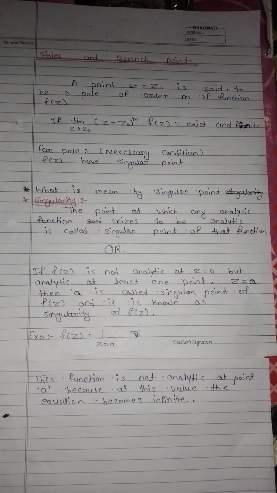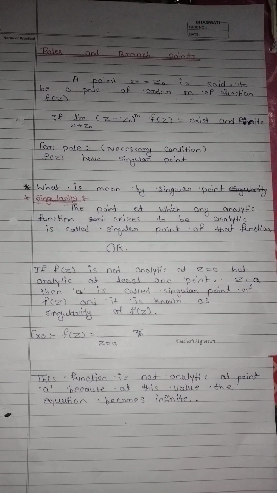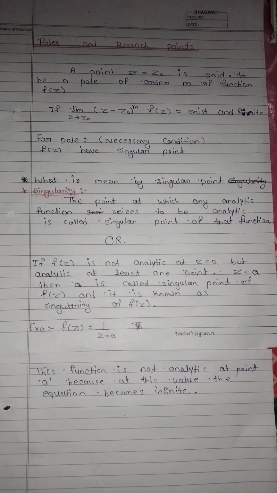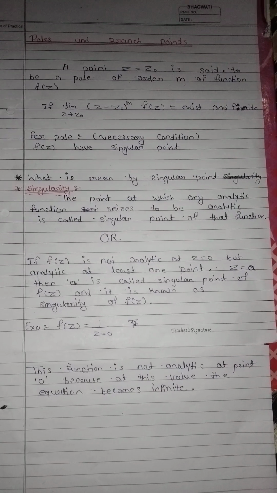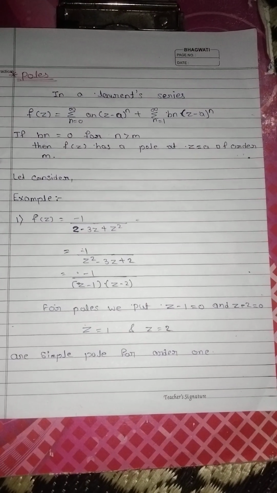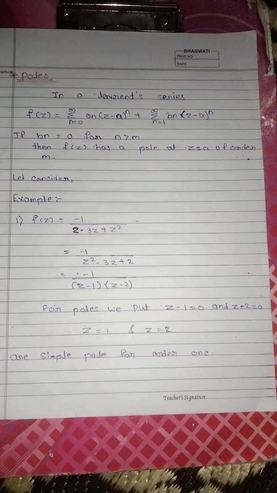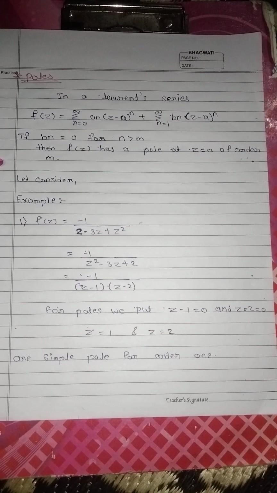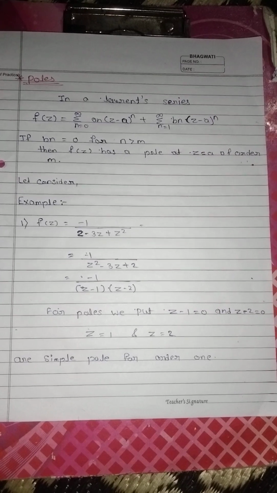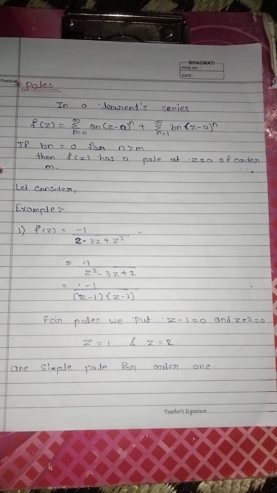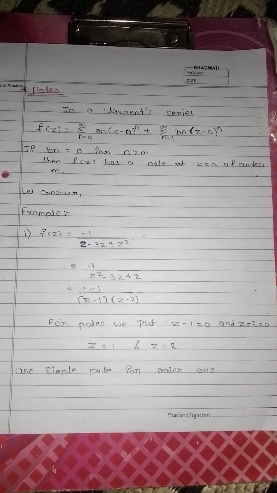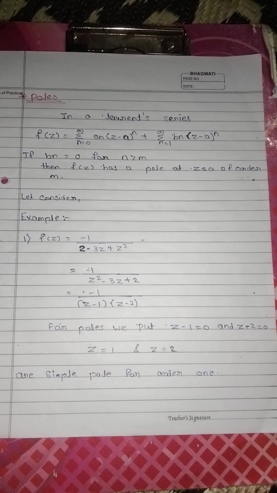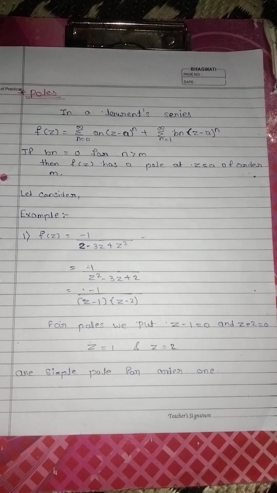Let's consider an example: f of z is equal to 1 divided by z minus a. This function is not analytic at point a because at this value the expression becomes infinite. In a Laurent series, f of z is equal to the summation of n from 0 to infinity of an into (z minus a) raised to power n, plus the summation of n from 1 to infinity of bn into (z minus a) raised to power minus n. If bn is equal to 0 for n greater than m, then f of z has a pole at z equal to a of order m.